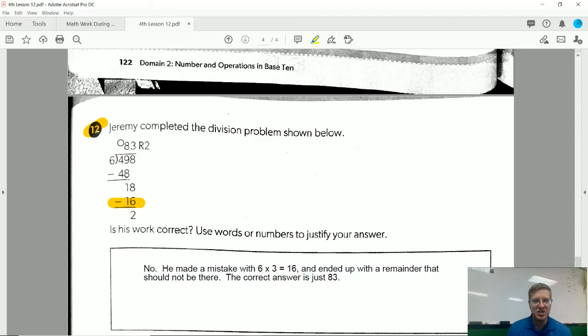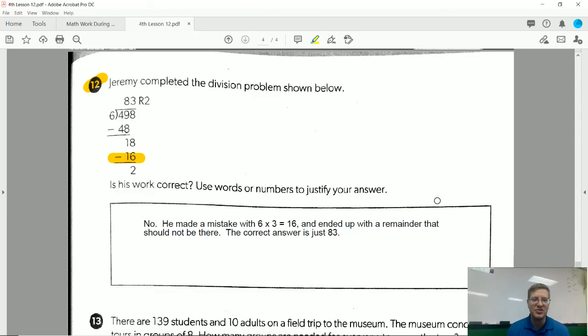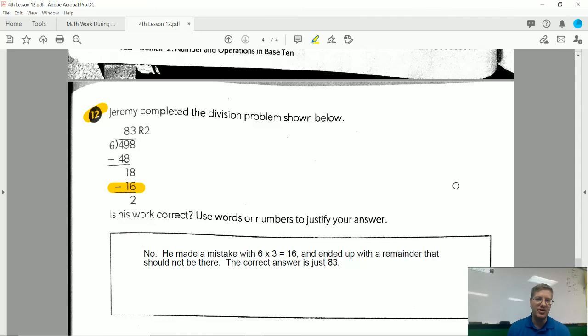Number 12, Jeremy completed the division problem shown below. 83 is our answer with a remainder of 2. So if I go through each step, I do 6 times 8 is 48, I subtract, I get 1, I bring down my 8. I do 3 times 6, and he put that it was 16. It's supposed to be 18. So the answer should just be 83, and there should be no remainder.